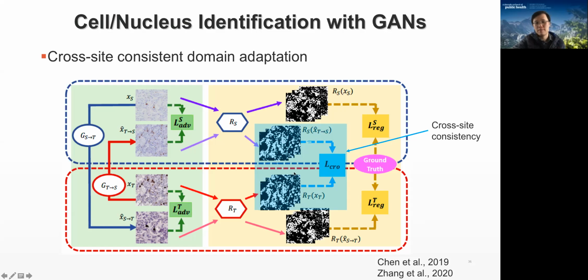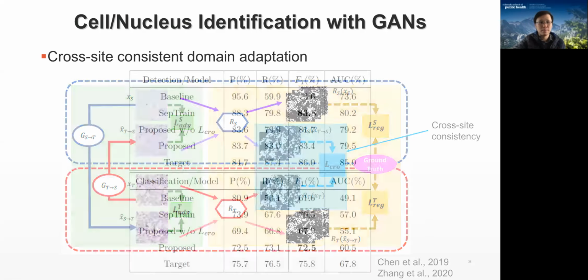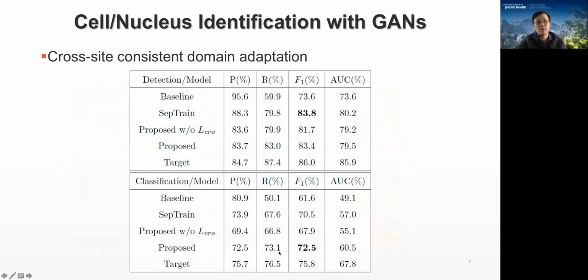We have some preliminary results for this task. Here we apply our method to do cell detection and classification, and compare it with the model that doesn't use this cross-site consistent loss. We get about a 5 point improvement in terms of F1 score. So for this application, we again use the GAN-based model, but we introduce an additional constraint for the image transformation. Okay, so this is the GAN-based image analysis in our research.